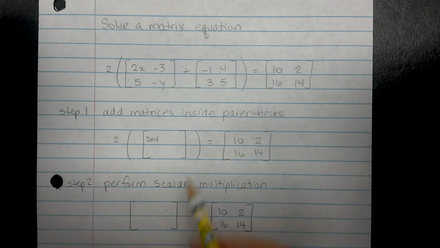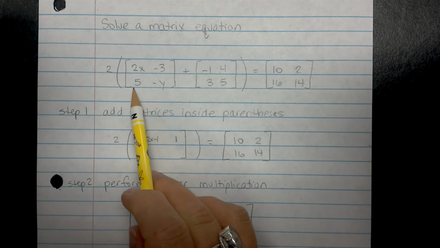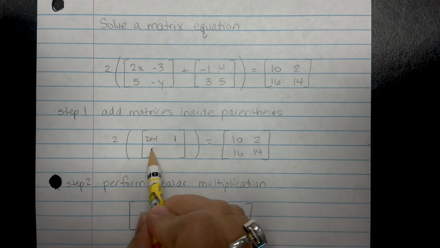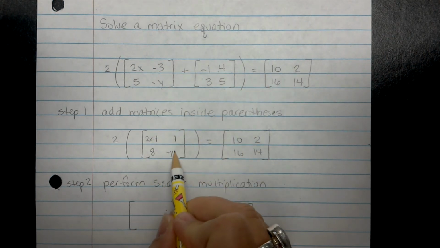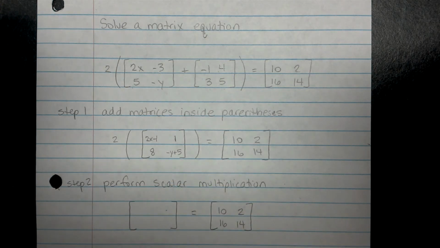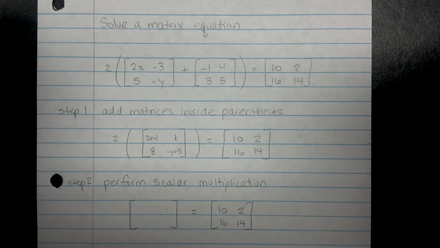Negative 3 plus 4 is a 1. 5 plus 3 is 8. And negative y and 5 go here. It looks kind of weird, but that's exactly what you're supposed to do.